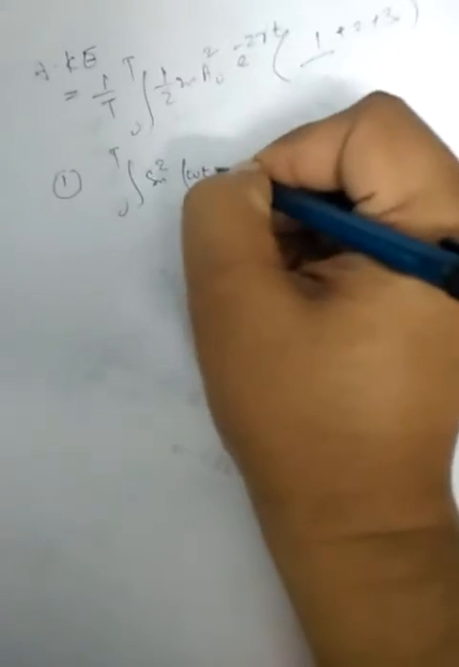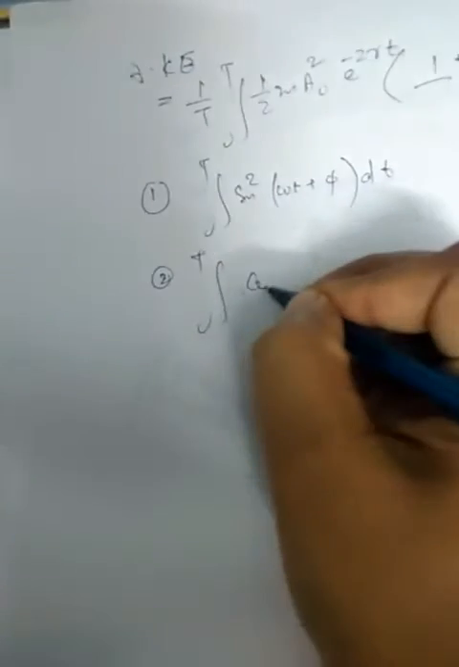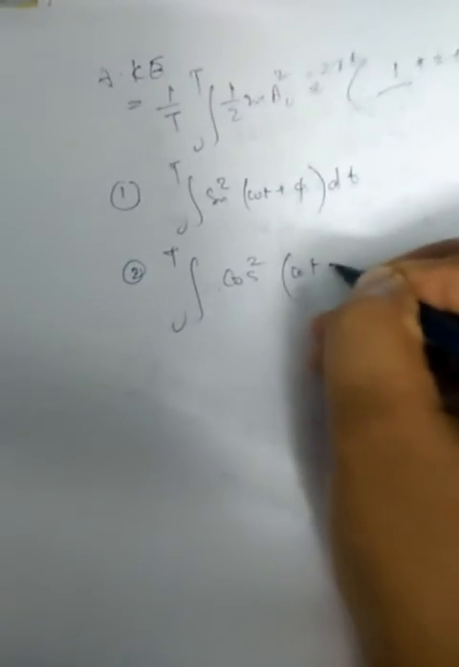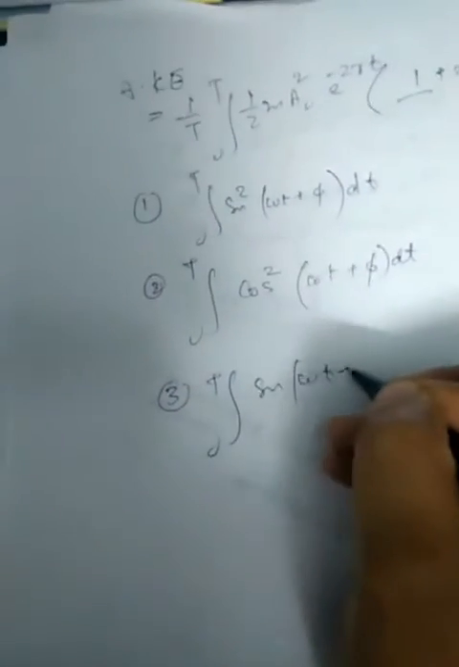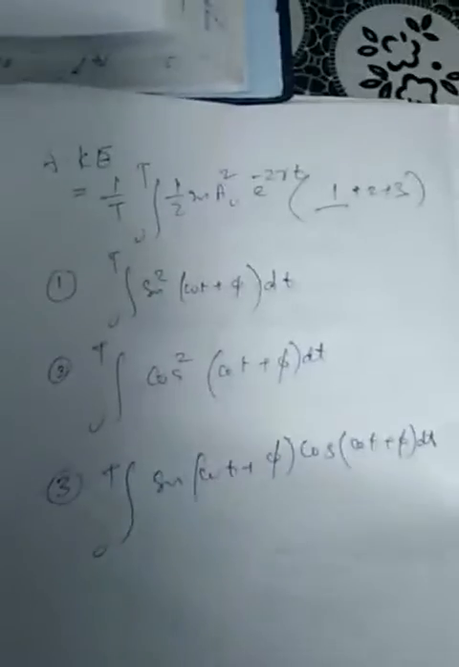The first term was the integration from 0 to T of sine square of omega t plus phi dt. The second term was the integration from 0 to T of cos square of omega t plus phi dt, and the third term was the integration from 0 to T of sine of omega t plus phi into cos of omega t plus phi dt. All three integrations we have to solve, because without solving them we cannot proceed further.